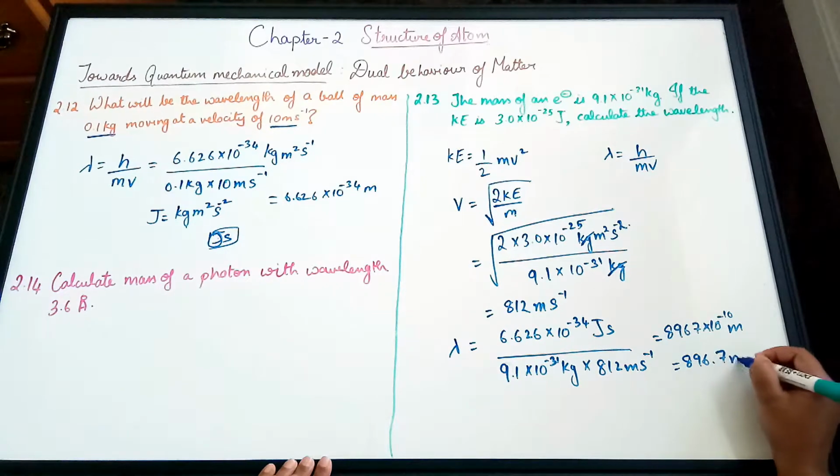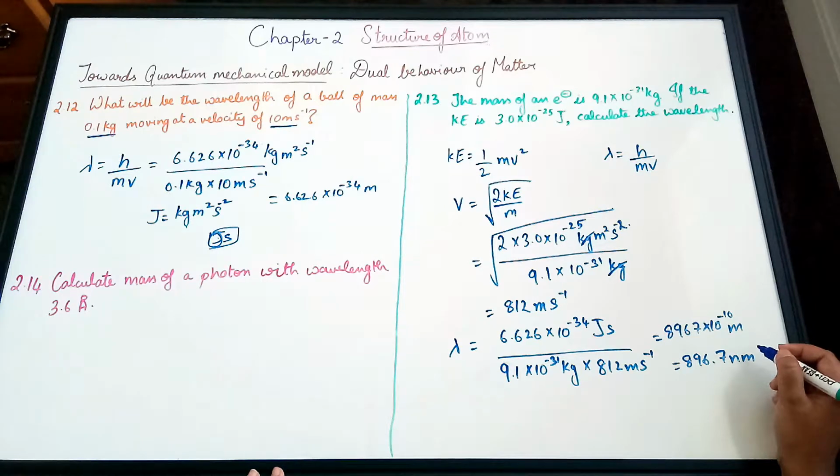So we calculated the velocity from the kinetic energy, because KE equals half mv square, and we also calculated lambda from the values of h by mv, where m was given to us, and we deduced the value of velocity from kinetic energy.